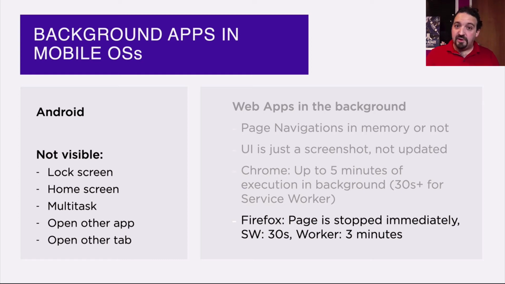So on Firefox, when you go to the background, the page is stopped immediately with your timers, with everything you have there. But the service worker will have 30 seconds, and the worker thread will have 3 minutes in the background. So on Firefox on Android, if you need to do something in the background, like updating data, it should be done in the worker, not in the main context, because it's being stopped immediately.